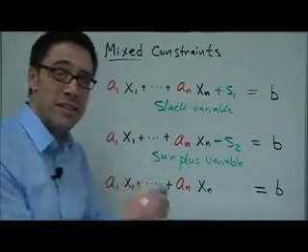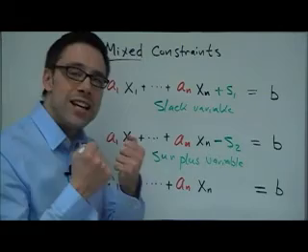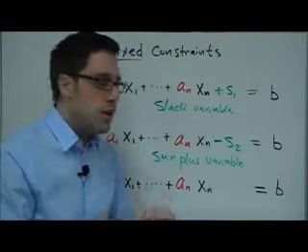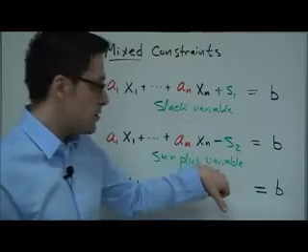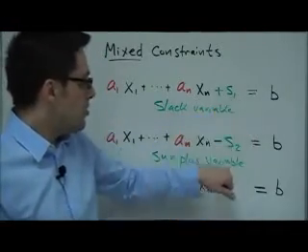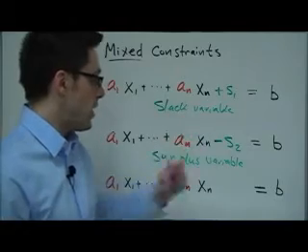It's just that when I have a mixed set of constraints, I cannot use the dual problem that we talked about before. We have to introduce another variable called the surplus variable. Okay, so the slack variable and the surplus variable, S1 and S2.